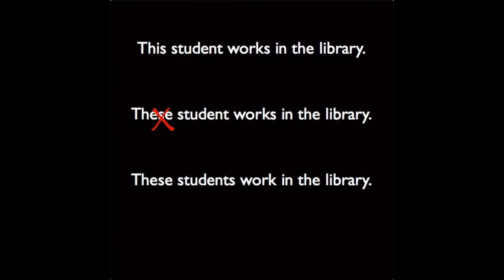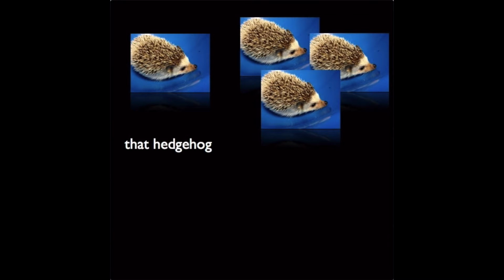You can say this student or these students, but not these student. Why not? Because in English, the demonstrative this has to agree in number with the noun it modifies. If we say students, we must say these. If it's a singular student, then you have to say this. And it's the same thing with another demonstrative. That hedgehog. But if there's more than one, then we say those hedgehogs.